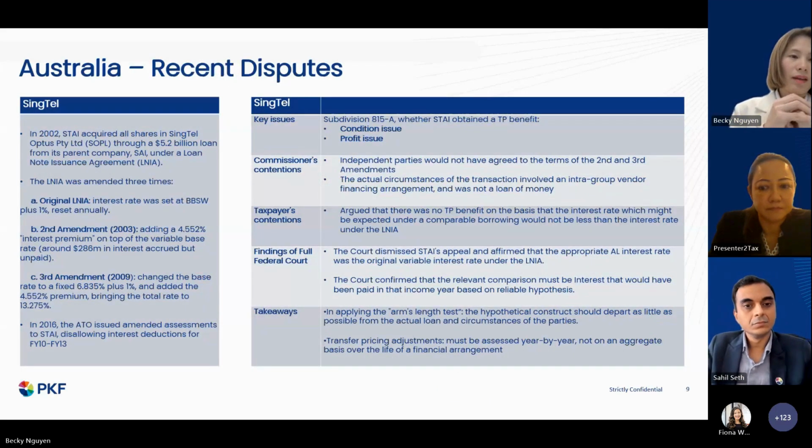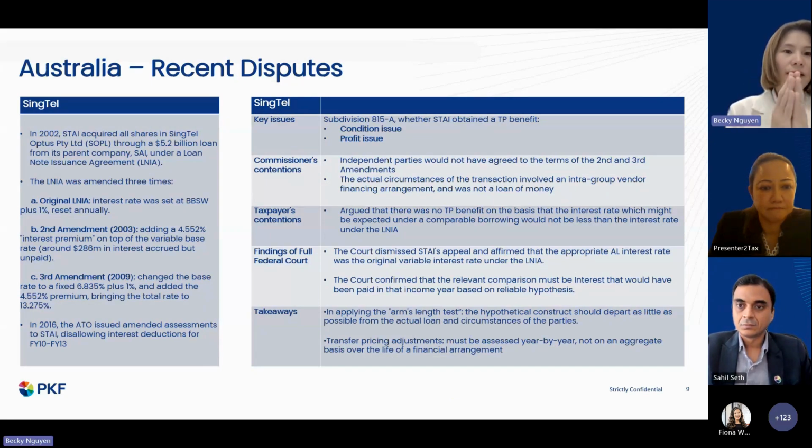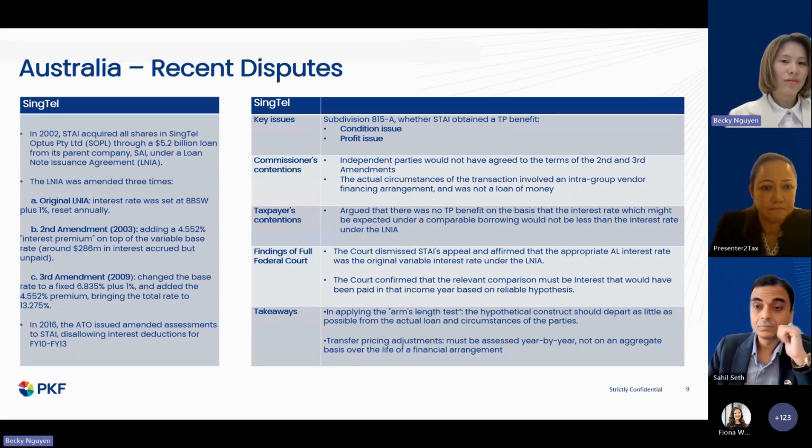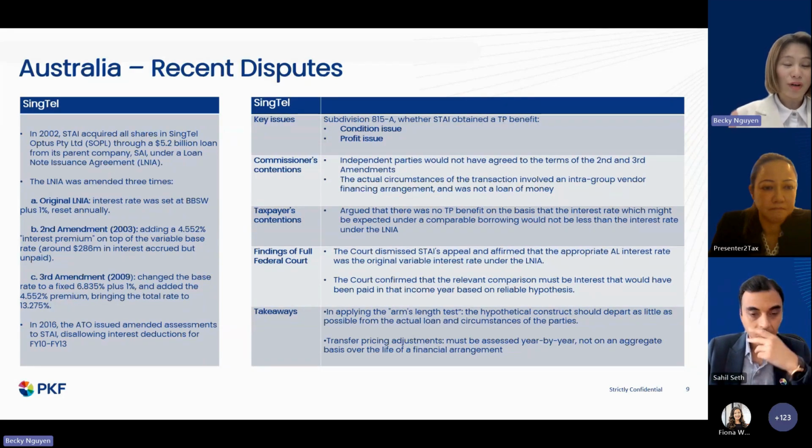So we wanted also to highlight to you another big topic, which is transfer pricing disputes. In recent years, the ATO and the Commissioner have significantly increased the scrutiny of transfer pricing arrangements, especially those involving intercompany financing and intangible assets. And it is reflected in high-profile cases such as Singtel, Mylan, and PepsiCo. And for the context of today's session, we will focus on one case, which is the Singtel case, and highlight the key takeaways for taxpayers.